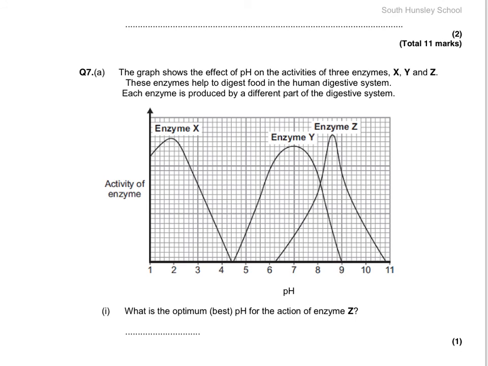The first question asks you what is the optimum pH for the action of enzyme Z. So you really have to understand what that word optimum means, and that's where is the enzyme working best, and that would be at the peak of the curve. So I'll highlight it there for you, and that would be the optimum. So you have to read off the graph, come down to the pH, and your answer would be 8.6.